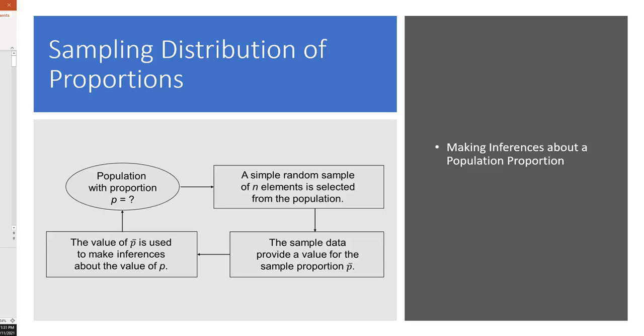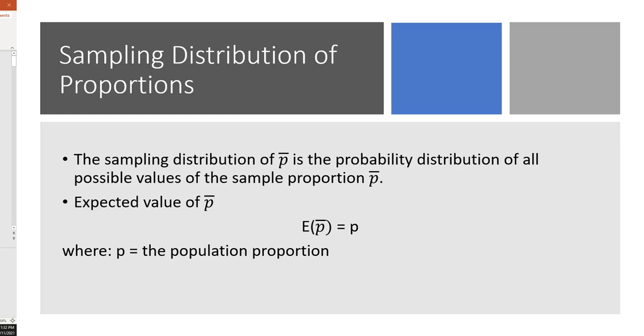When we make inferences about a population proportion, we start with a simple random sample of n elements selected from the population. Then the sample data provide a value for the sample proportion. This sample proportion value is then used to make inferences about the value of the population proportion. The sampling distribution of p bar is the probability distribution of all possible values of the sample proportion p bar, with the expected value of p bar being equal to the proportion of the population.